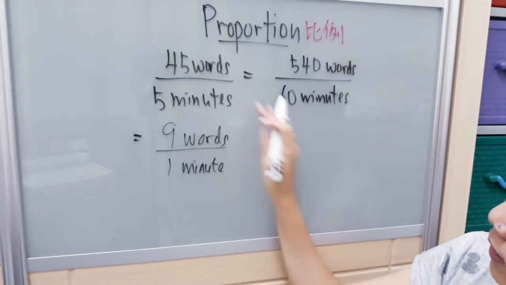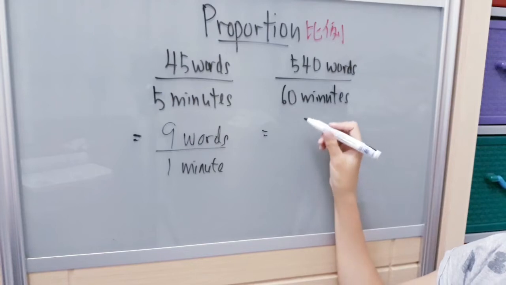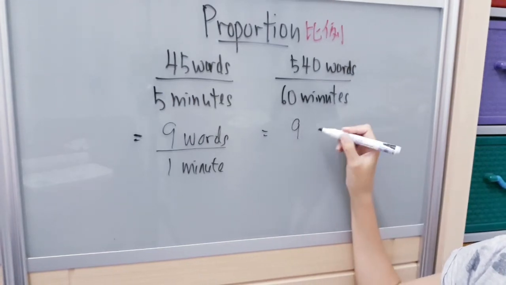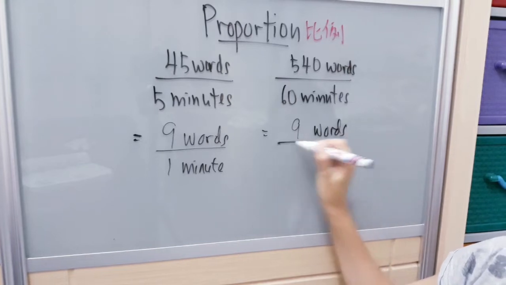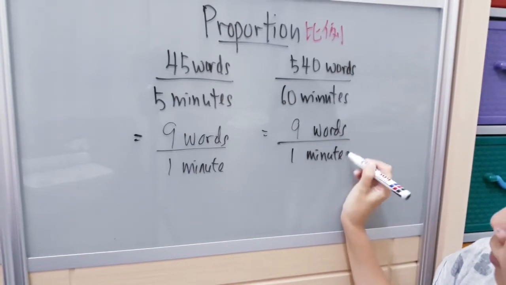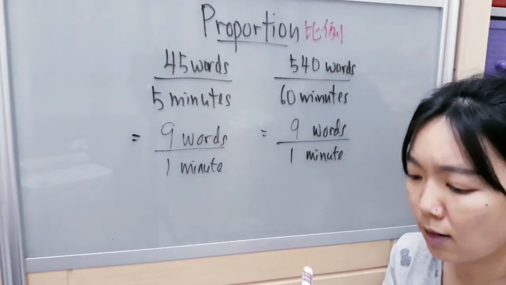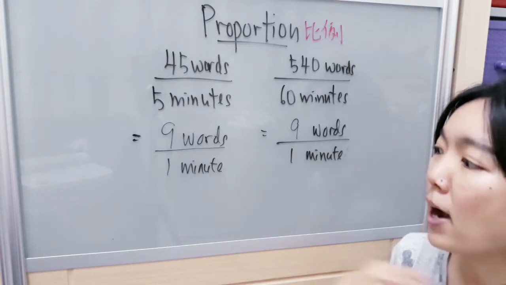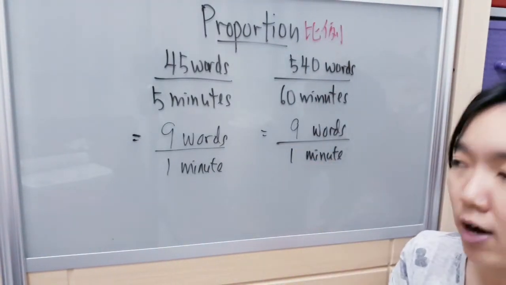And for Kelly, she can write, into calculator also, 9 words in 1 minute. So actually both of our writing speed are the same. So I can say that my writing speed is proportion to her writing speed.